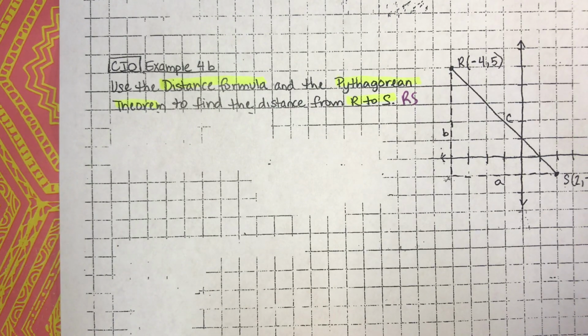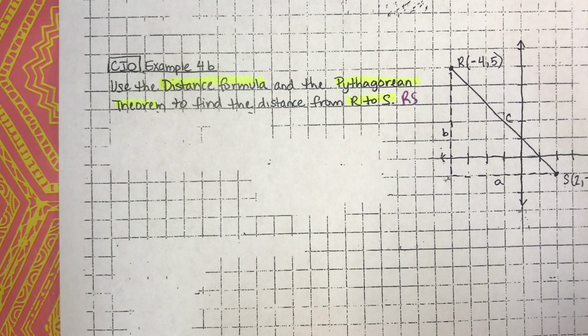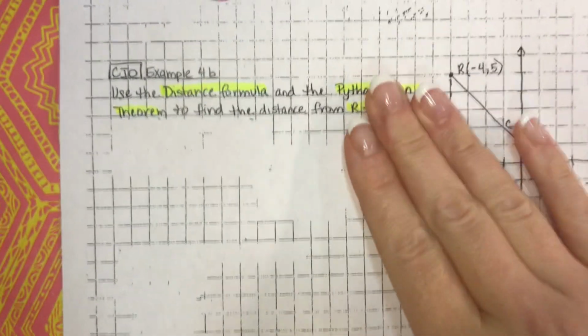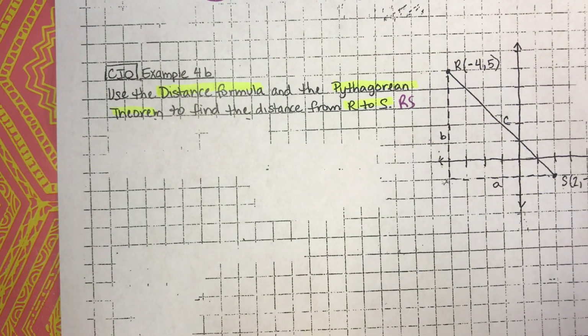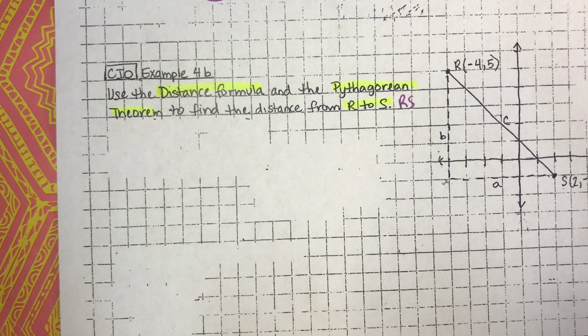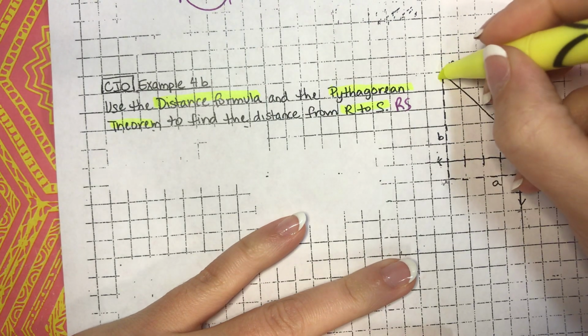Okay, let's do this. We are back. Let's go ahead and do the Pythagorean theorem first. What are we trying to do? We're trying to find the distance between R and S.